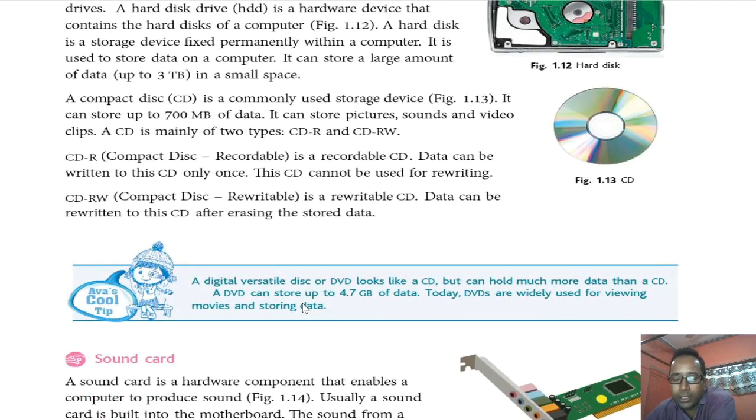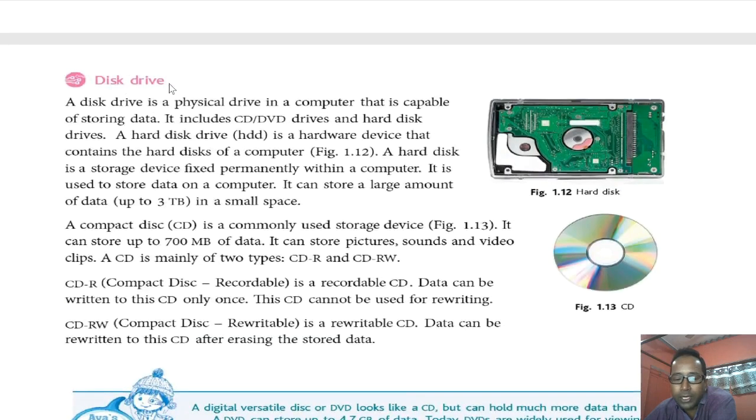This looks like a CD but is capable of storing 4.7 GB of data. For DVD also we have three types of disk: DVD-ROM, DVD recordable, and DVD rewritable. To perform read and write operations on this CD and DVD, we need a drive, CD drive and DVD drive, or sometimes CD writer or DVD writer. So the computer uses these drives to perform read and write operations on the secondary memories.